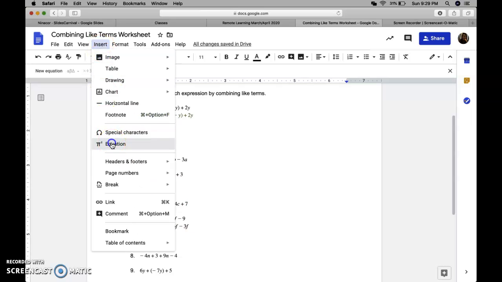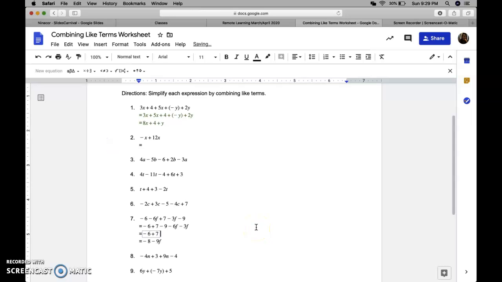Well, let me go equation mode. Negative 6 plus 7 minus 9. The reality is that what I just wrote here, plus negative 6f, and this line right here, those are the same thing. Writing it as minus 6f and plus negative 6f, that's the same thing. Subtracting a number and adding its negative, that's the same thing.